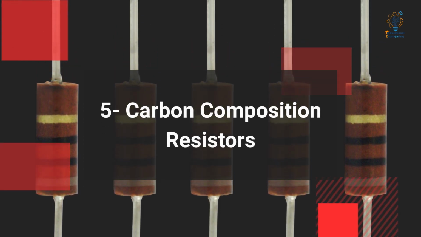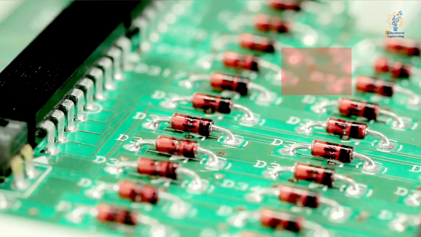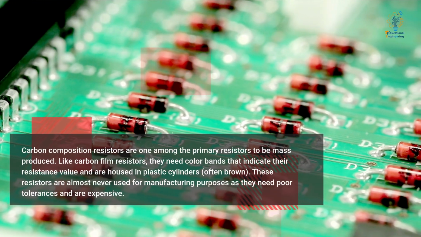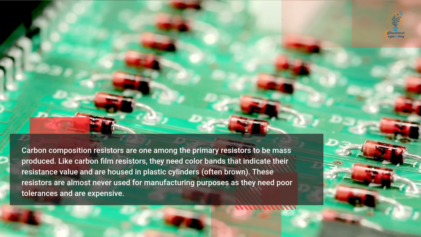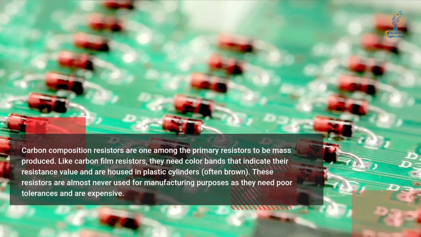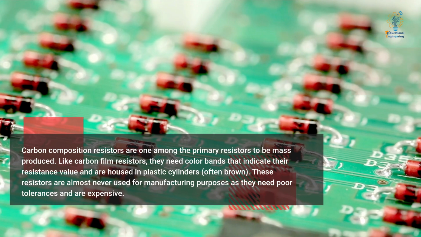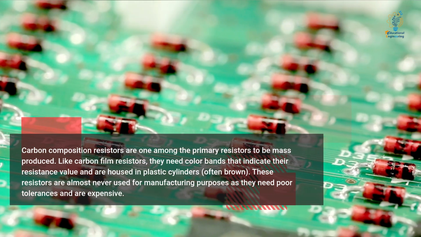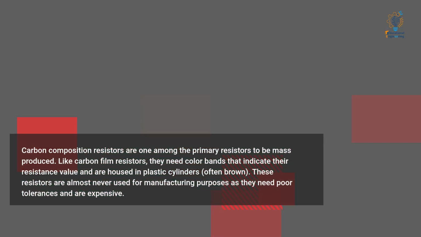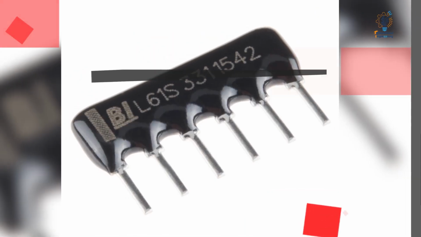5. Carbon composition resistors. Carbon composition resistors are one of the first resistors to be mass-produced. Like carbon film resistors, they have color bands that indicate their resistance value and are housed in plastic cylinders, often brown. These resistors are almost never used for manufacturing purposes as they have poor tolerances and are expensive.